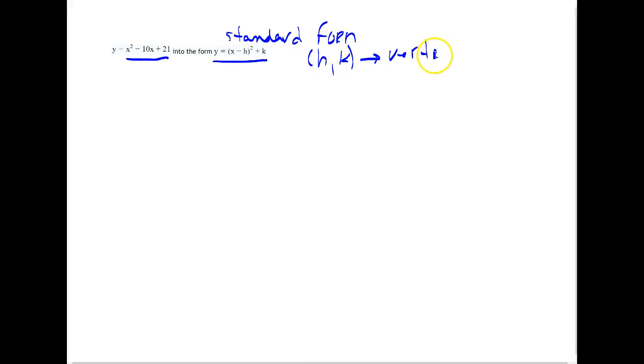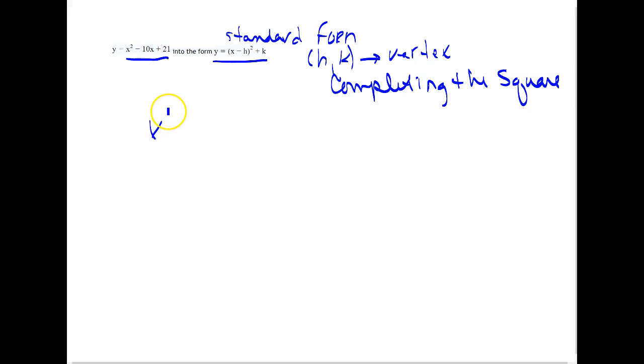Okay, so we want to put this quadratic equation in the form y equals (x minus h) squared plus k, which is standard form. So we're asked to put this in standard form, where h and k are actually our vertex. So that actually will be our vertex. And we do this by completing the square. So we're completing the square.